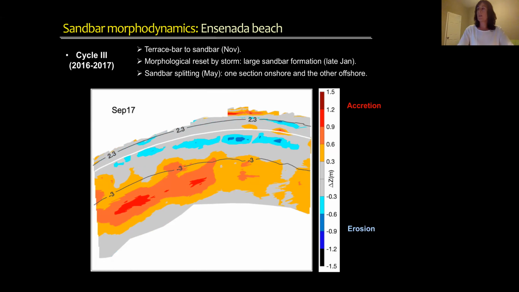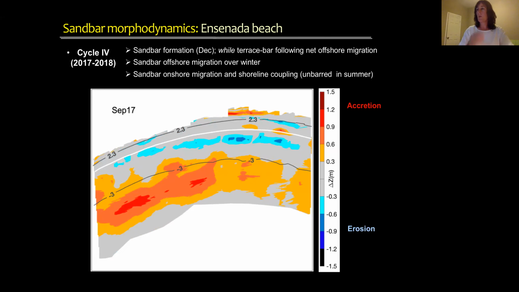So the following year, this will be cycle 4. The sandbar formed in December, a little bit later than in the previous years. And we will see the coexistence of that newly formed sandbar with the terrace bar that will be following a net offshore migration cycle, left behind in deeper waters. And then the newly formed sandbar will migrate offshore over the winter and then onshore over the summer until it couples, it welds to the shoreline, and the beach becomes unbarred in summer.